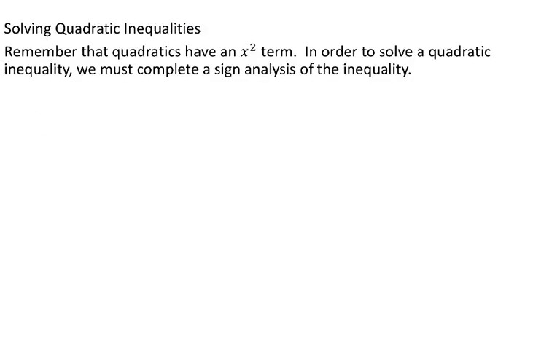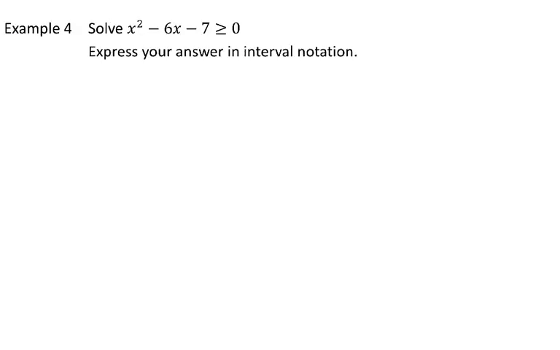Now, the last type of inequality that I could throw at you is a quadratic inequality. Quadratics are things that have an x squared term. In order to solve these, we have to do something called a sign analysis. This came up a few times in pre-calculus 20, but it hasn't since then. Sign analyses will be a common theme throughout parts of calculus. So they will come back again more than once. The process is not all that difficult.